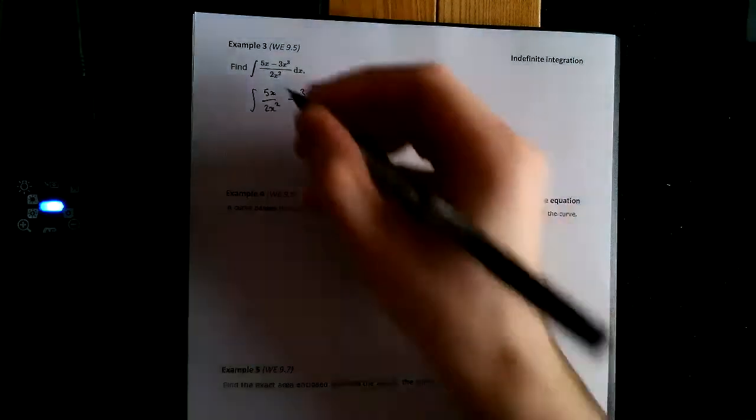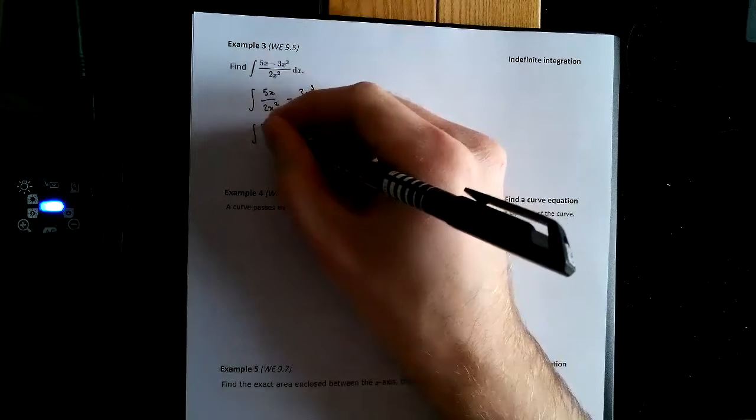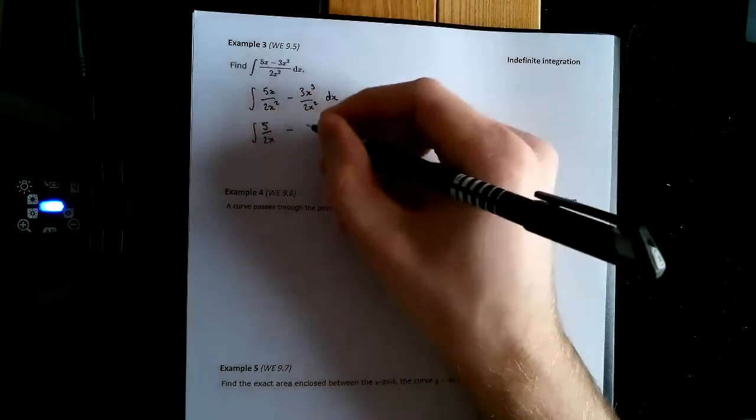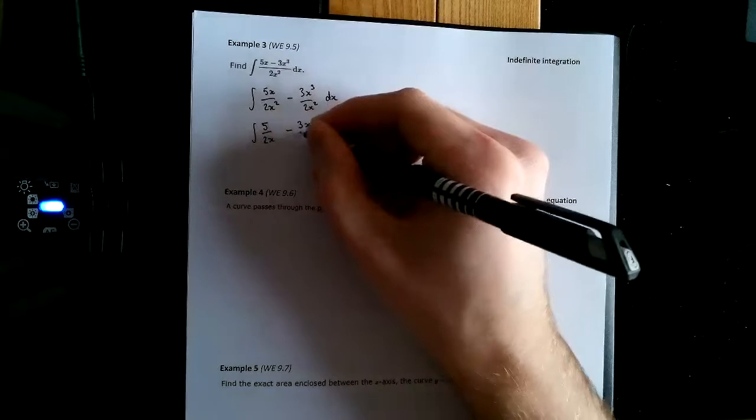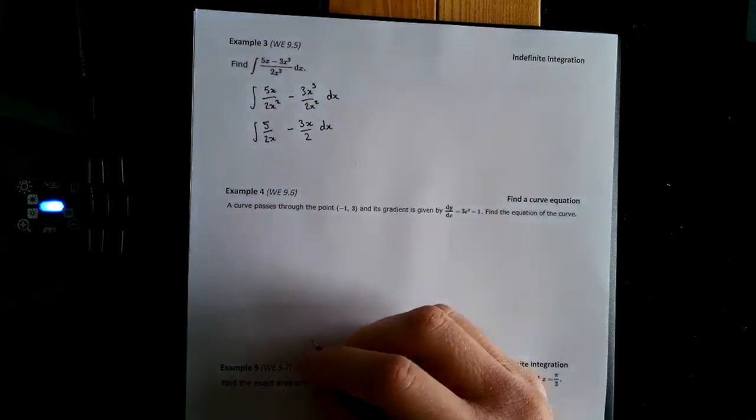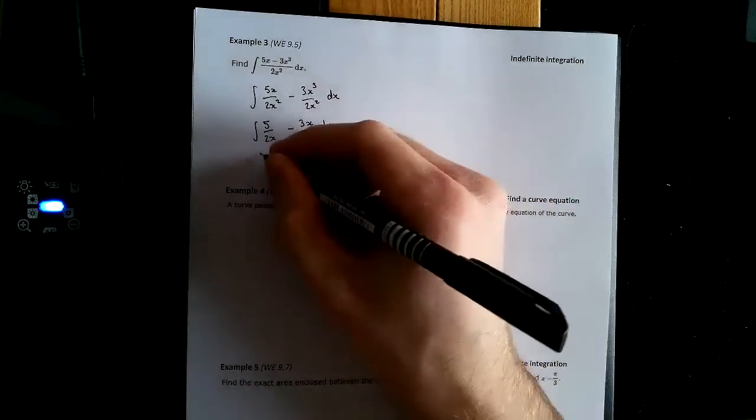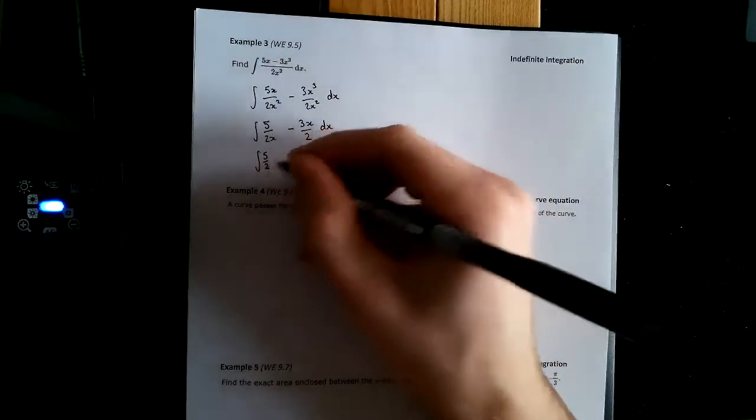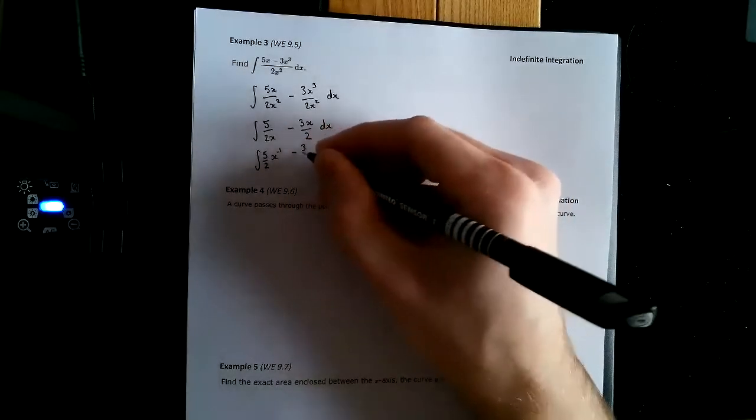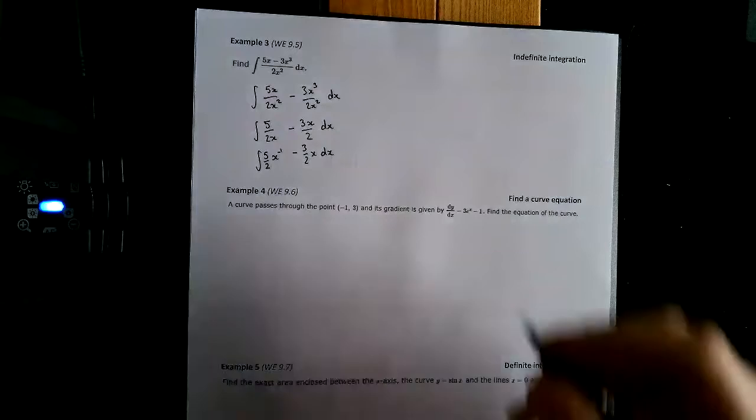I'm going to simplify each term. So I get 5 over 2x minus 3x over 2. Okay, now just to make that a bit easier so you can see what I want to do, I'm going to write that first one as 5 over 2 x to the minus 1, take away 3 over 2 x dx. Yeah, so just simplify it.